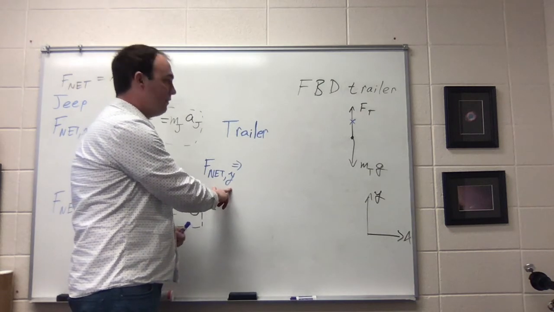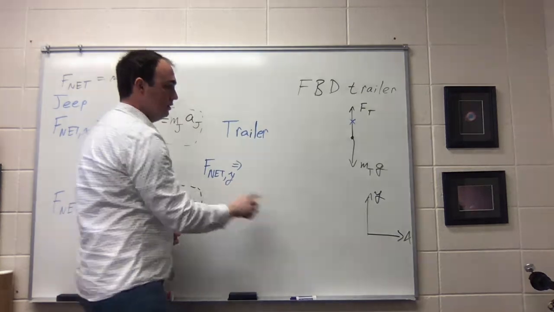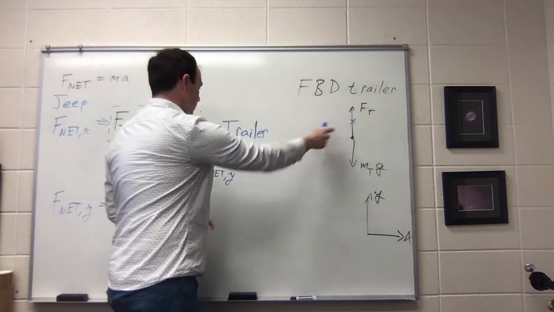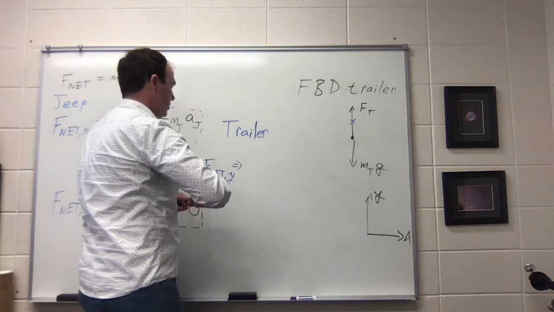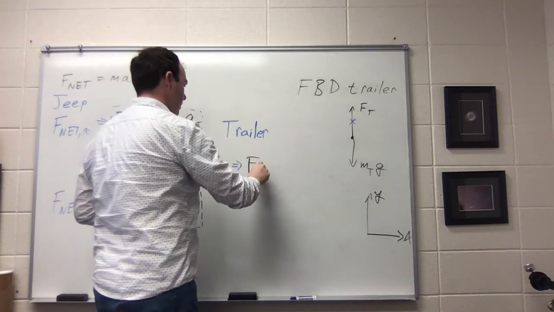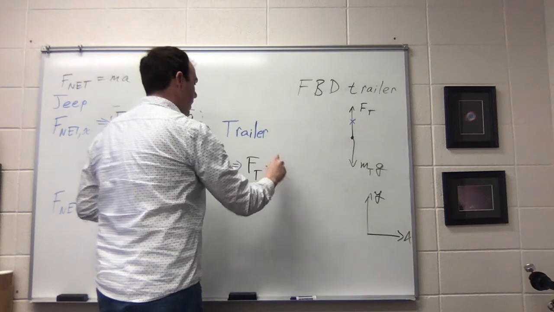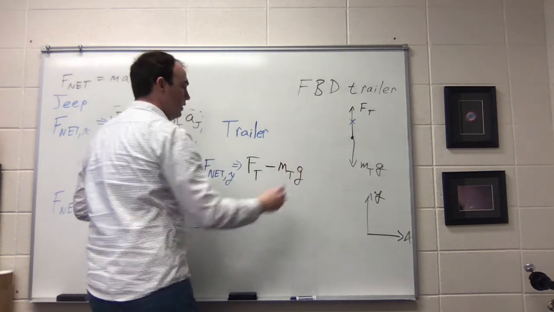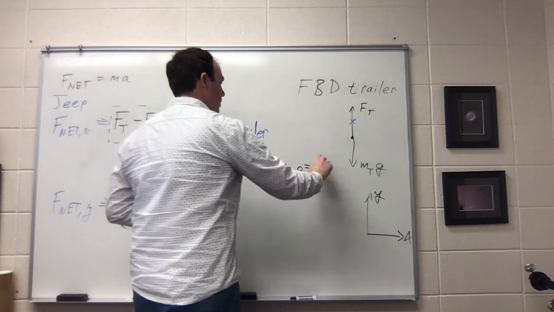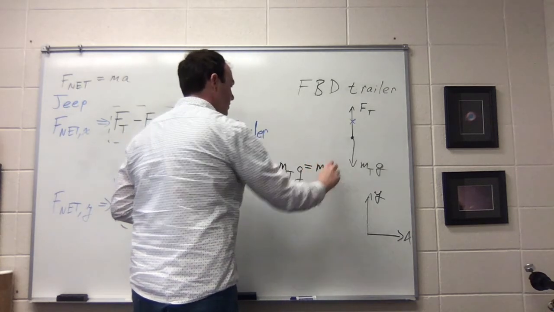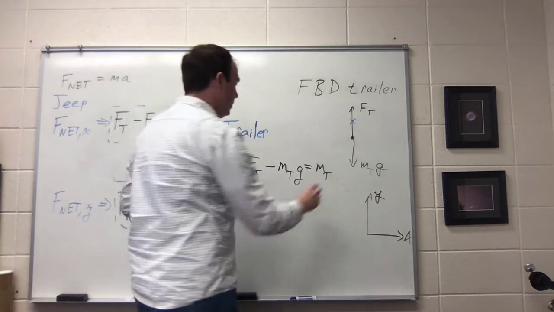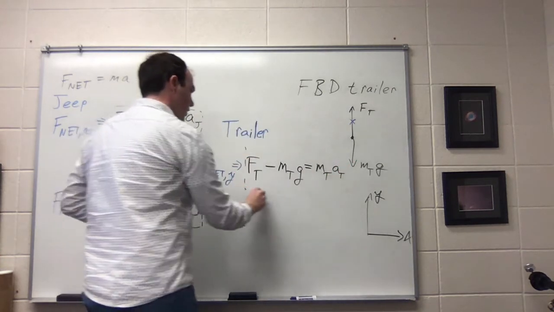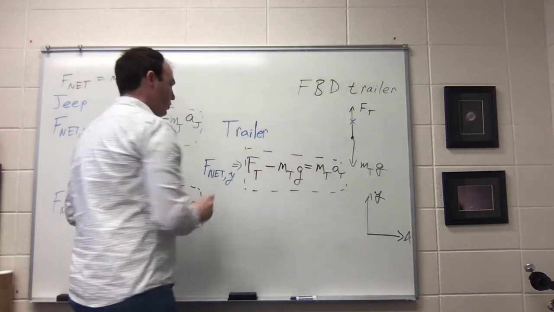So F net in the y direction, again I have my axes copied here, so I know that upward is positive, so the force of tension is written down with a positive sign, and the force of gravity is written down with a negative sign. And that's going to be equal to ma, and that's the mass of the trailer, m_t, times the acceleration of the trailer. All right, so now I have a third equation.